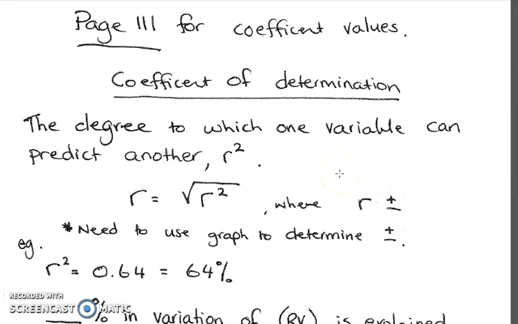If you've got a graph there and you can see that all the data points on that graph are in a positive relationship, then you can actually say this R value is positive. If there is no graph to determine whether your R is positive or negative when you're coming from your R squared, you need to write it's a plus or minus R value.